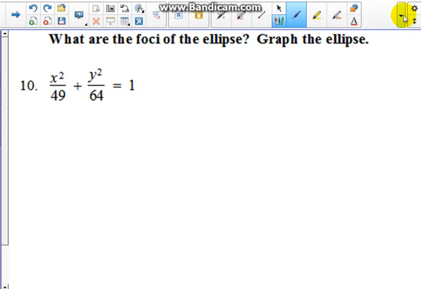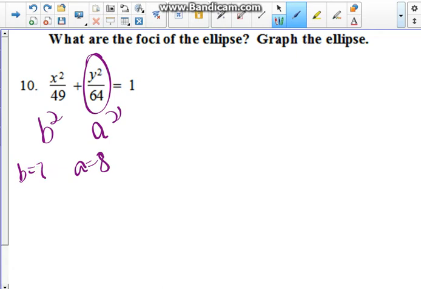Okay, let's work number 10. I've got x squared over 49 plus y squared over 64 equals 1. So 64 is my bigger number, so that is my a squared. 49 is my smaller number, so it's my b squared. That means that a equals 8 and my b is equal to 7.